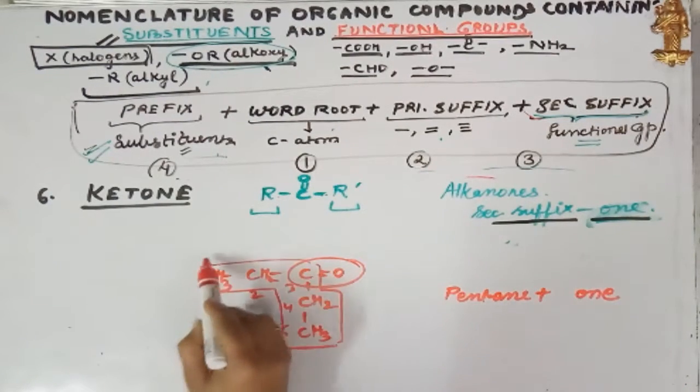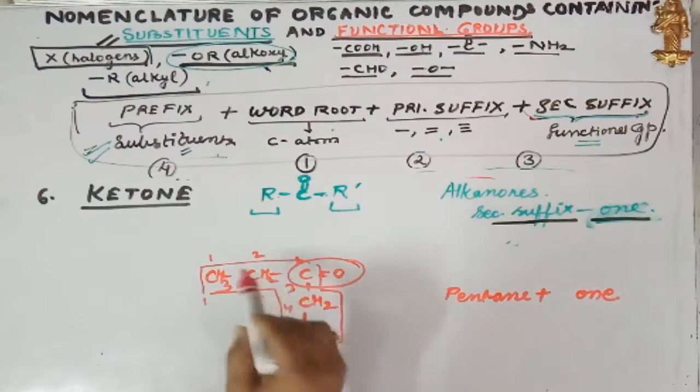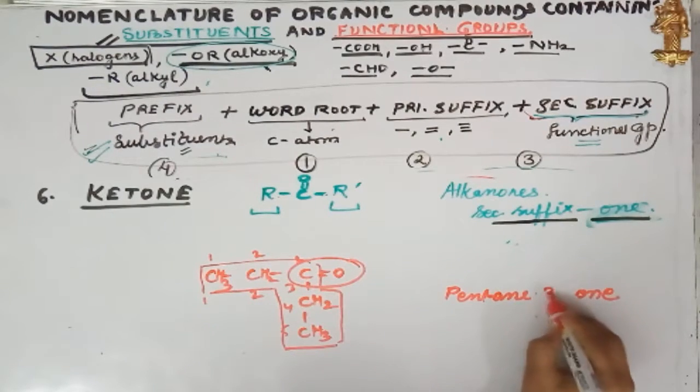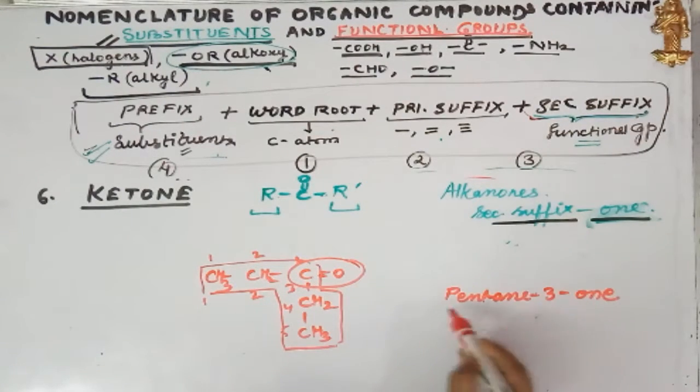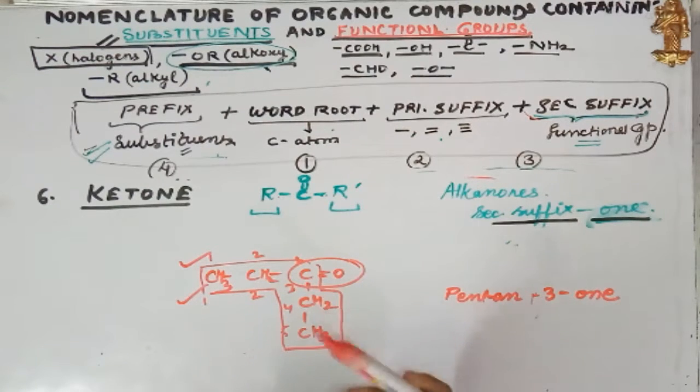And whether I take the numbering from this side or from that side, I am getting it at the 3rd position. So my -one will always remain at the 3rd position, and I will name it as pentan-3-one. Both ways are correct. I can number the chain according to both ways. So this is pentan-3-one. Hope it is clear to you.